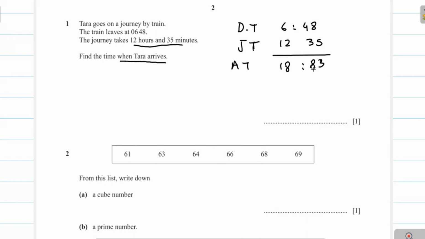Now you see here, this 83 minutes we convert into hours and minutes. That's equal to 1 hour and 23 minutes. Therefore, the 1 hour will be added into the hours. Therefore, the total hours become 19:23, and this is the time that Tara arrives. Now in PM, we can write 7:23 PM. This is the answer.